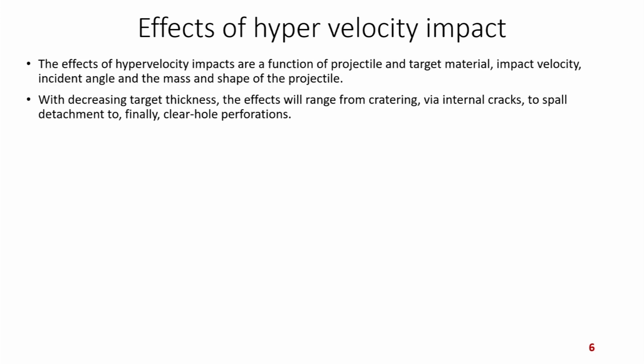Okay. Now, the effects of hypervelocity impact. The effects of hypervelocity impacts are a function of the projectile, meaning the moving particles, and the target material, meaning the spacecraft surfaces. And what is the impact velocity of those hypervelocity particles? What is the incident angle, at what angle is it striking the surface? What is the mass and the shape of the projectile? It depends on so many parameters, on how it will affect the spacecraft surface.